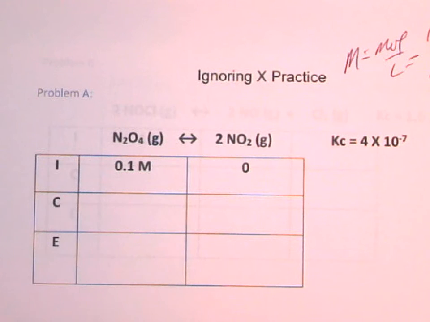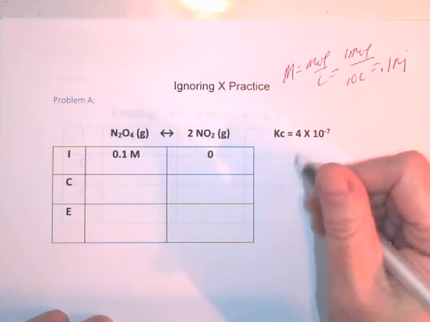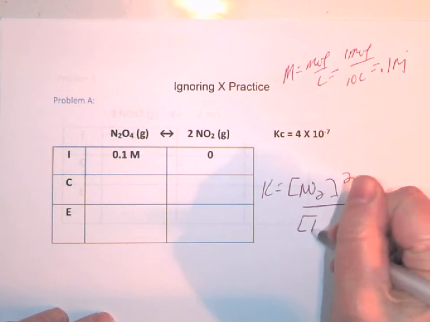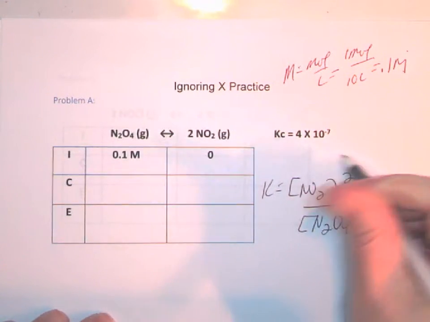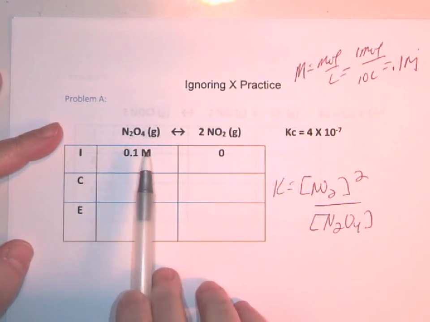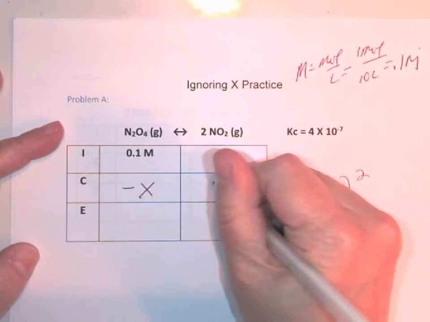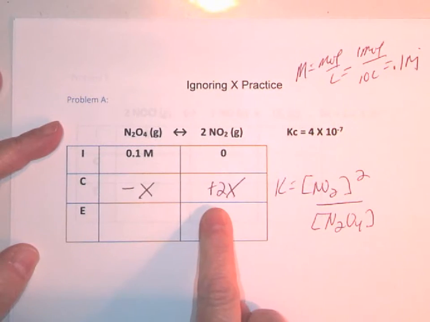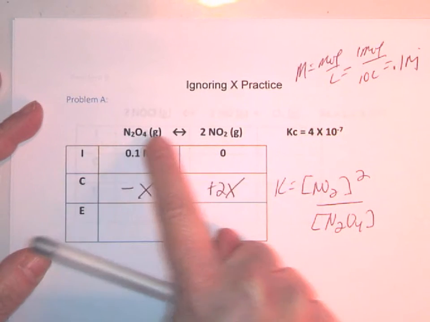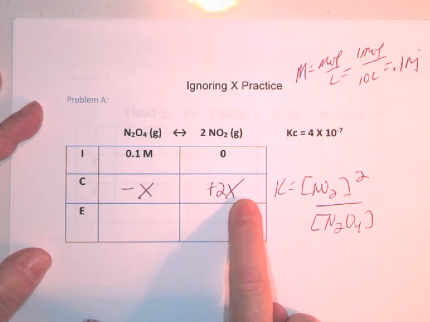Now, the first step is to make sure that you write a K expression. So I'm going to write my K using NO2 squared over N2O4, paying attention to the stoichiometry. We know that when there's nothing over here, this is going to have to make some of that. So I'm going to remove some of this to make some of that. Don't forget to always look at that stoichiometry in the balanced equation. So you look at that stoichiometry twice, when you write your K expression and also when you're writing your X's.